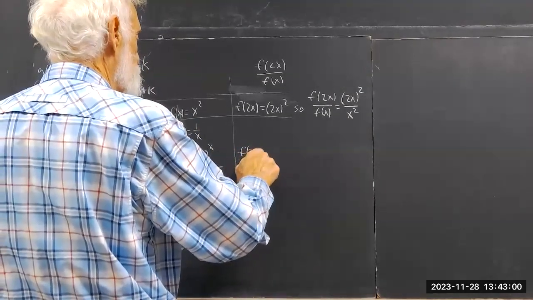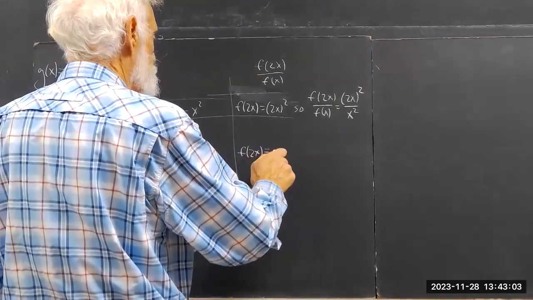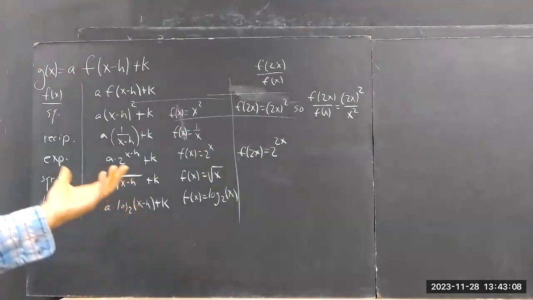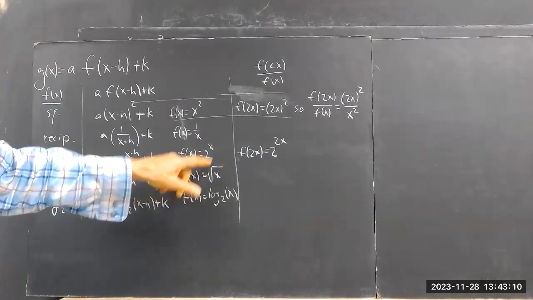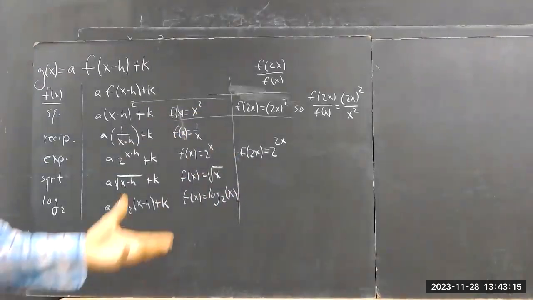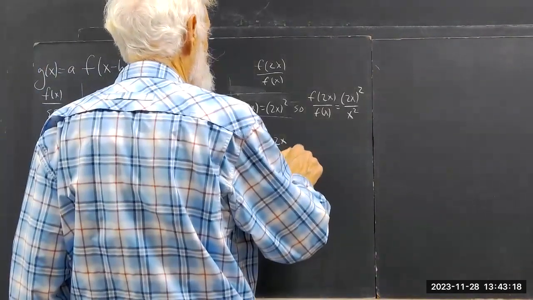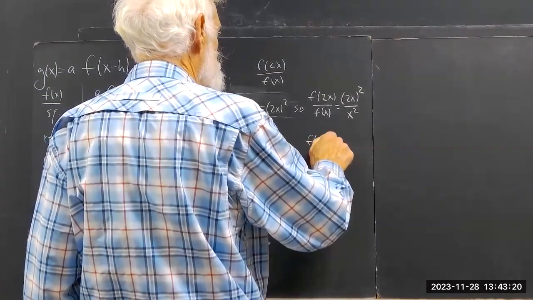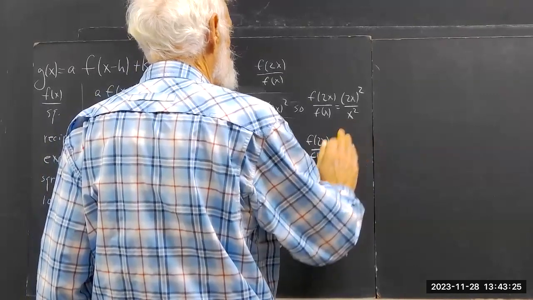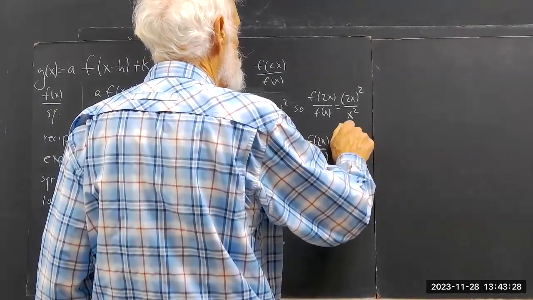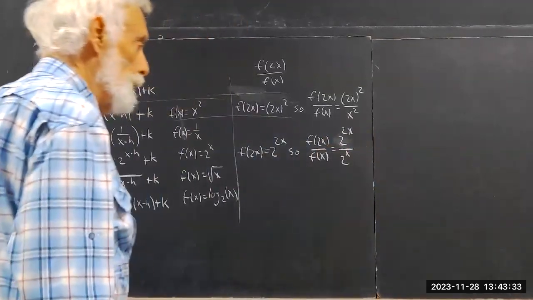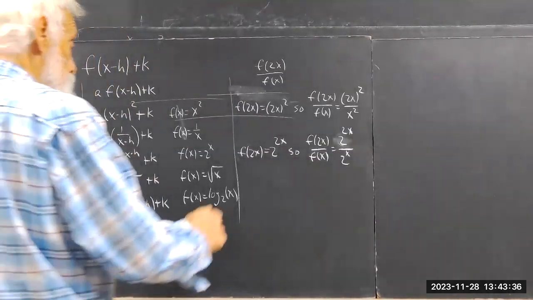Okay, f of 2x would then be 2 to the 2x, right? Because f of x is 2 to the x, you replace x by 2x, you get 2 to the 2x, right? So f of 2x over f of x is 2 to the 2x over 2 to the x, okay?